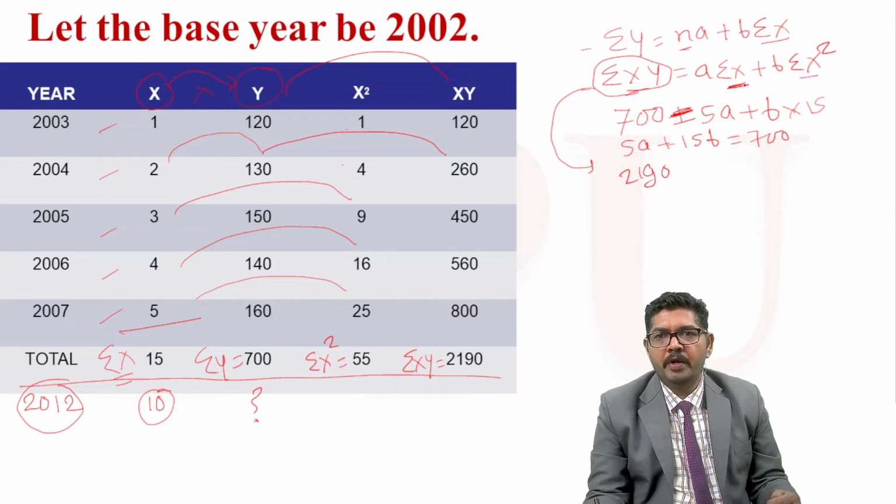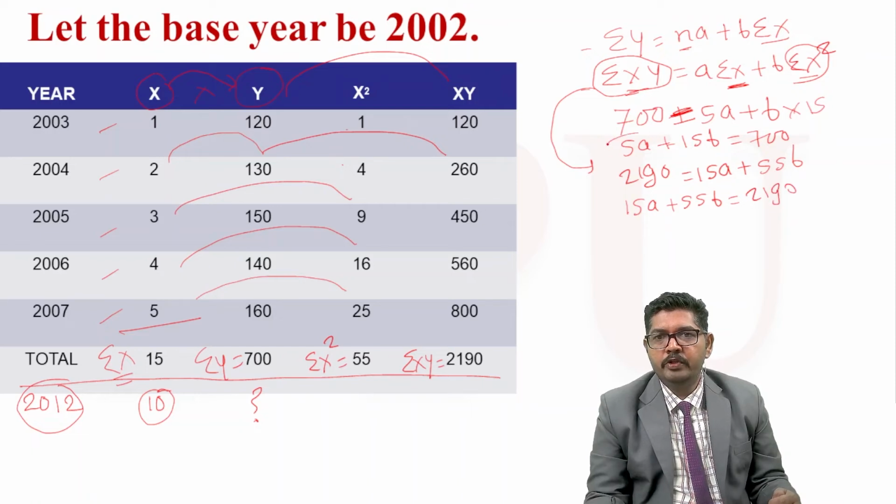What is summation of x? Summation of x is 15. So 2190 is equal to 15a plus summation of bx squared. So summation of x squared is 55, so this will be 55b. So we have this second equation, 15a plus 55b equal to 2190.